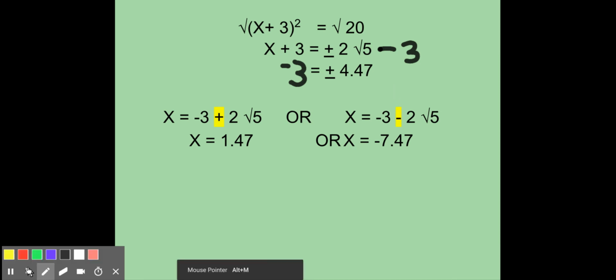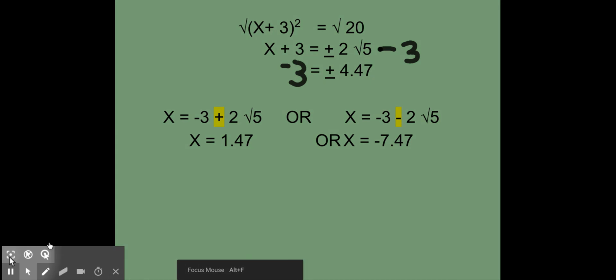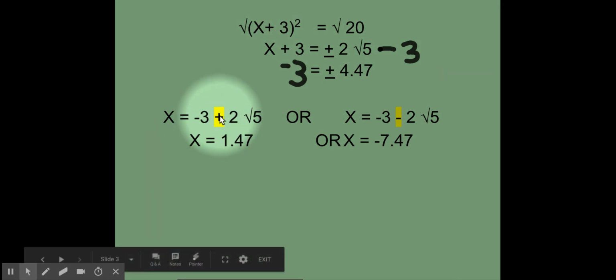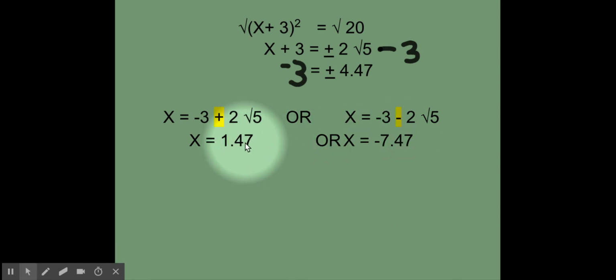So here are your two differences, the plus and the minus. So here are your two answers, 1.47 or negative 7.47.